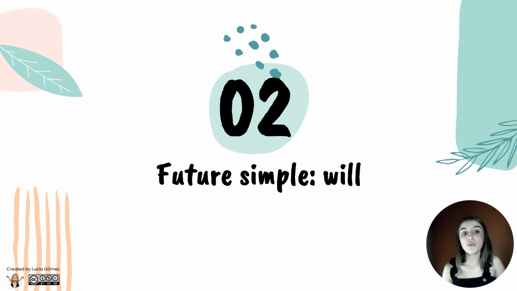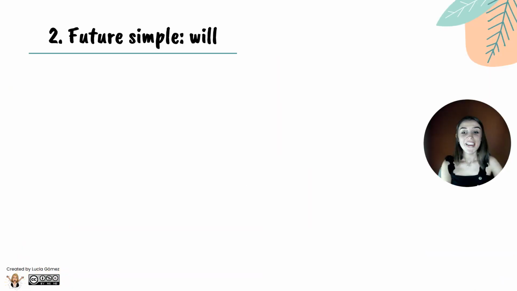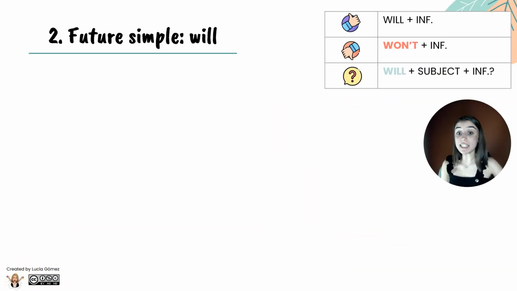In fact, if we move on, we are going to start working with future simple. This tense is a well-known tense that we basically use by means of will, or in the negative, will not, or won't, plus the infinitive. So let's start working with this one. So, will. Let me show you first the structure of future simple.